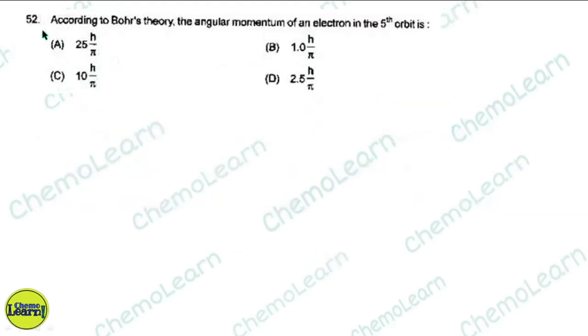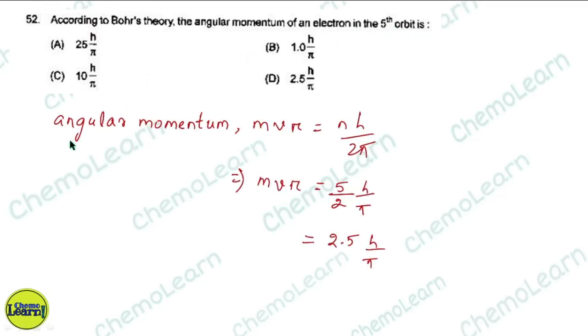Question number 52. According to Bohr's theory, the angular momentum of an electron in the fifth orbit is what? You know Bohr's formula for angular momentum is mvr equal to n into h by 2 pi. It is an integral multiple of h by 2 pi. So we are calculating for the fifth orbit, so n will be equal to 5, giving 5 by 2 h by pi, and 5 by 2 is nothing but 2.5 h by pi. Option D is the right one.